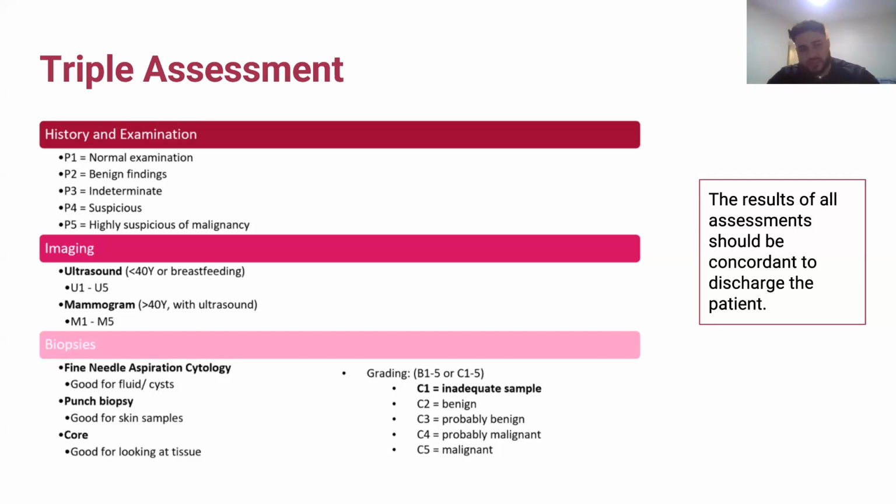And another important thing to note is that generally there should be a line of concordancy throughout the entire assessment. So it wouldn't really make sense, for example, for someone to state that from the history and exam, they're P4, which is suspicious, but then their ultrasound or mammogram yields nothing. Or someone to say that they've got a normal examination, but then they've got suspicious imaging and biopsies. In general, they should all follow one after the other.